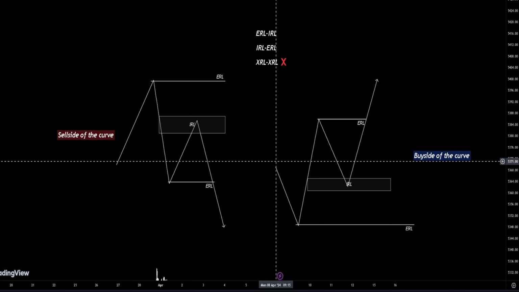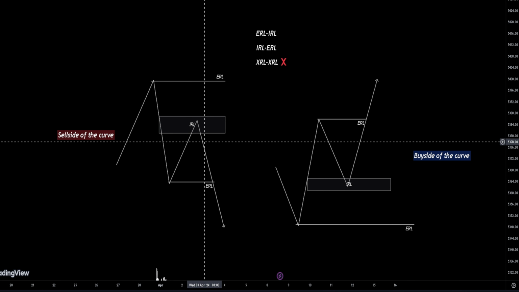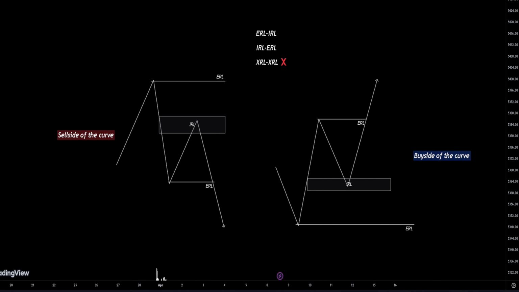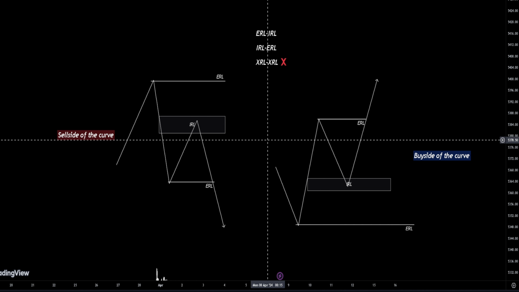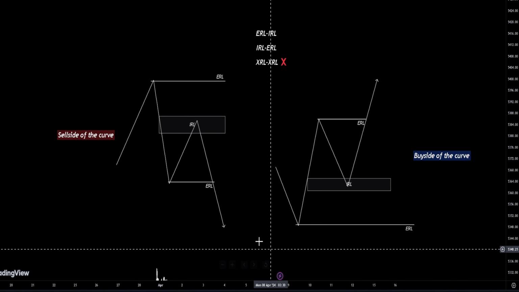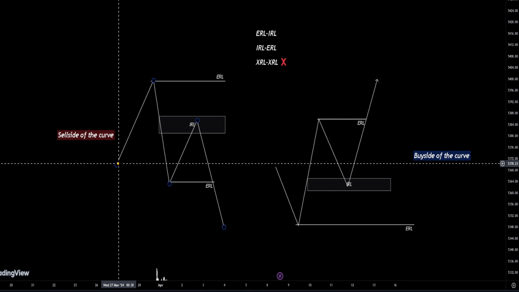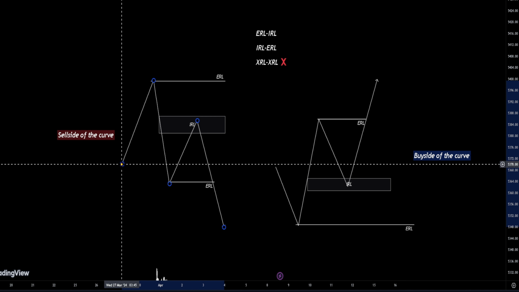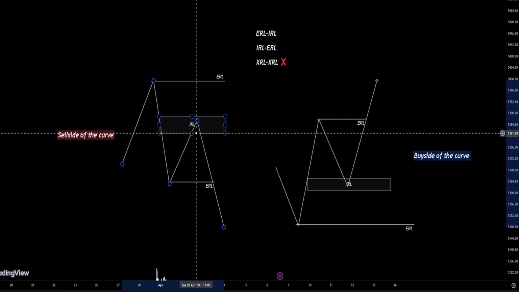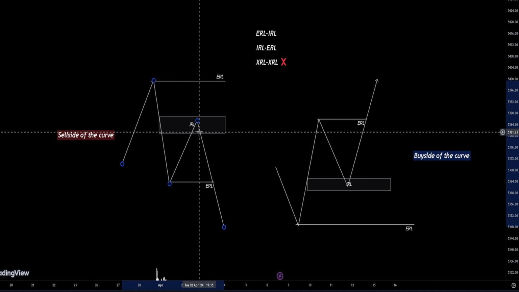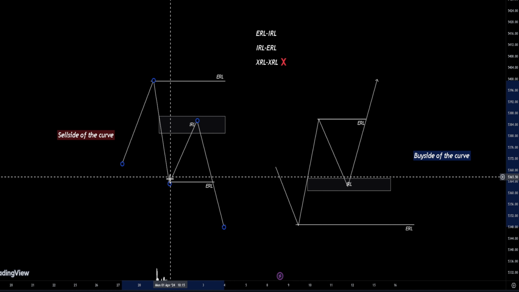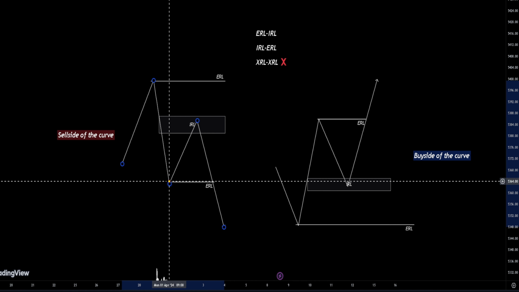I have two examples of price down here, how they move from internal range liquidity to external range liquidity on both sides of the curve. Okay, so as you can see right here, we take out this external range liquidity before bouncing up back into this internal range liquidity, which then makes this become the new external range.